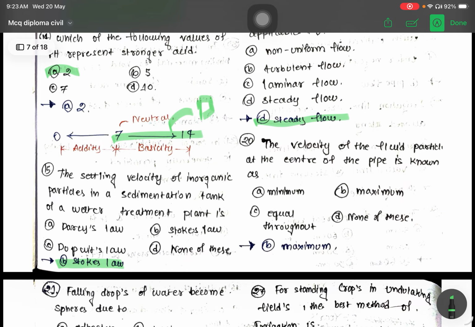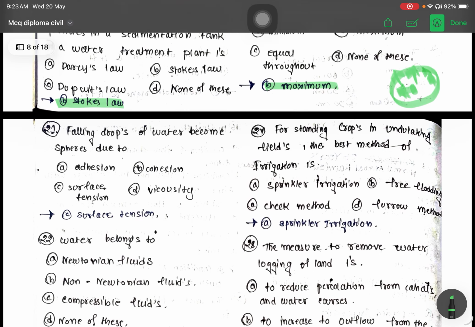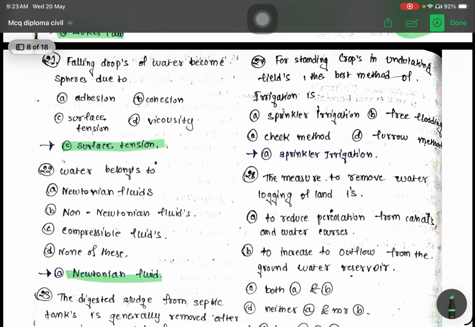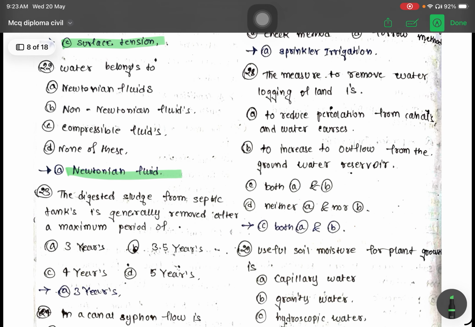The velocity of the fluid particles at the center of the pipe is maximum because when water flows through a pipe, there is resistance at the surface of the pipe, but in the middle there is no resistance to the water particles. A falling drop of water becomes spherical due to surface tension. Water is a Newtonian fluid. The digested sludge from a septic tank is generally removed after 3 years.